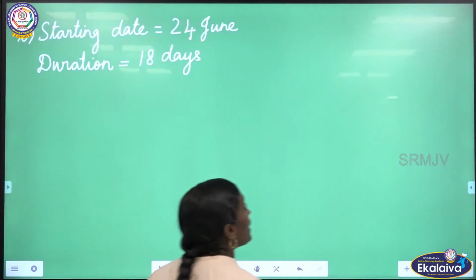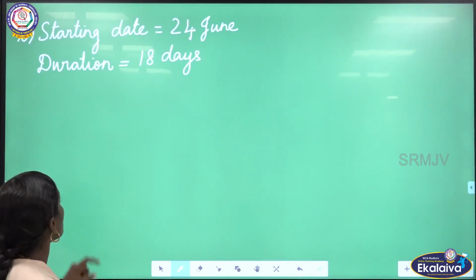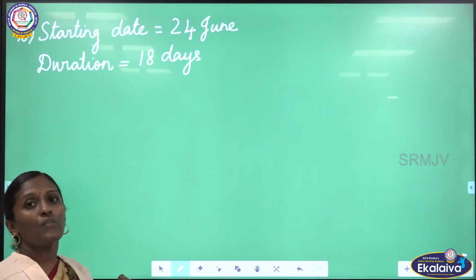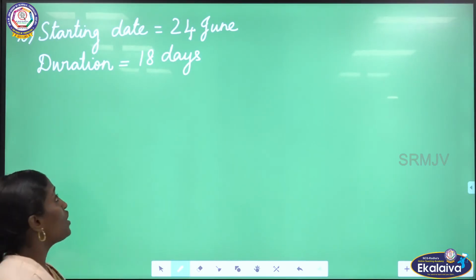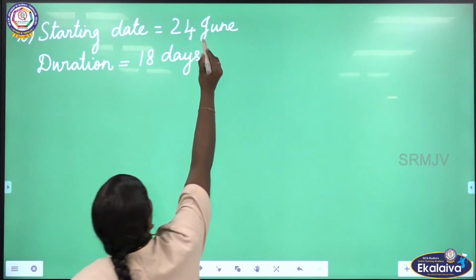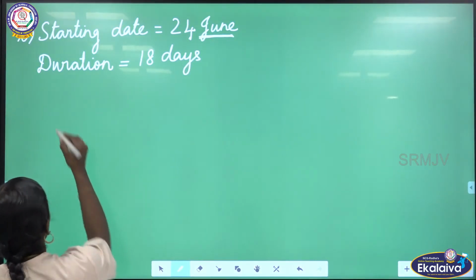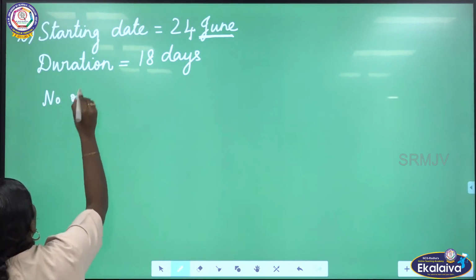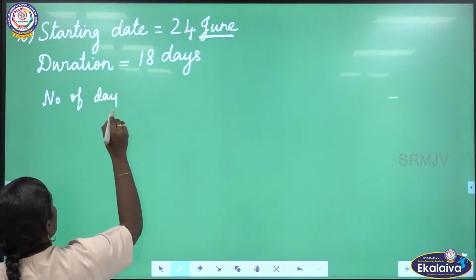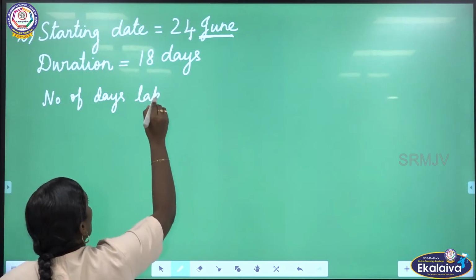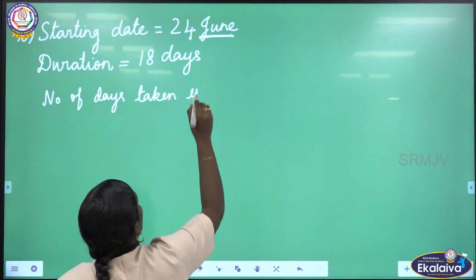Okay. The next question, here also starting date is given, duration is given. We are going to find the finishing date. For that, first we have to find the number of days taken in the given month June. Number of days taken in June month.